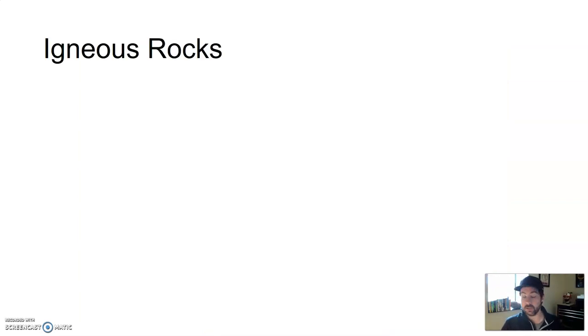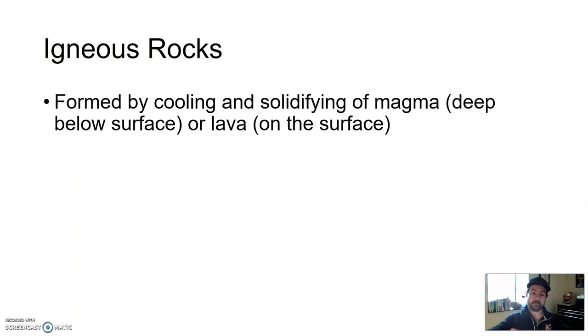So let's first talk about igneous rocks. Igneous rocks form by the cooling and solidifying of magma deep below the Earth's surface, or lava on the Earth's surface. When we have melted material bubbling up through the crust, it's called magma below the surface, and it's called lava once it reaches the surface. It's two different names for the same exact stuff.